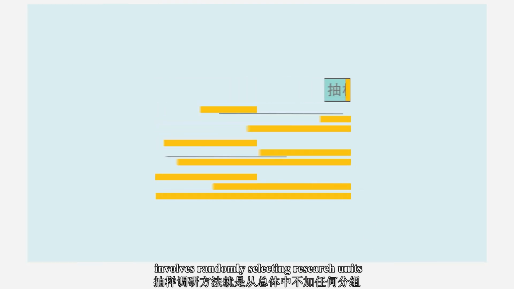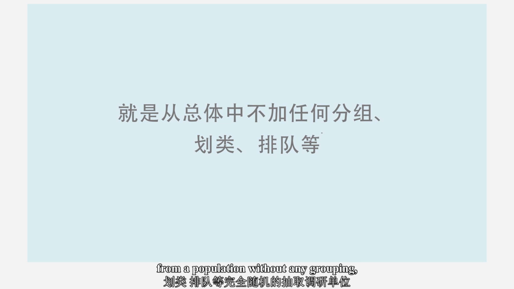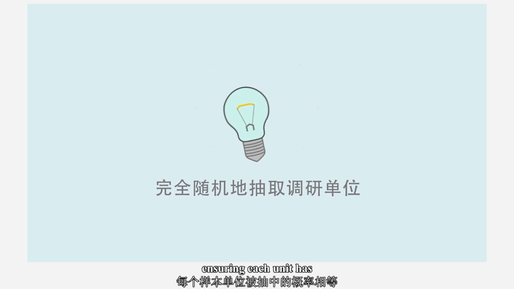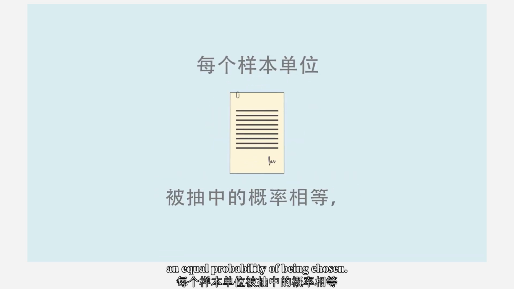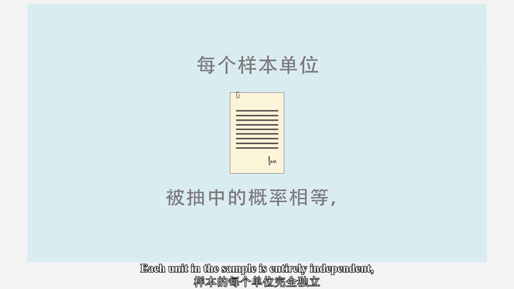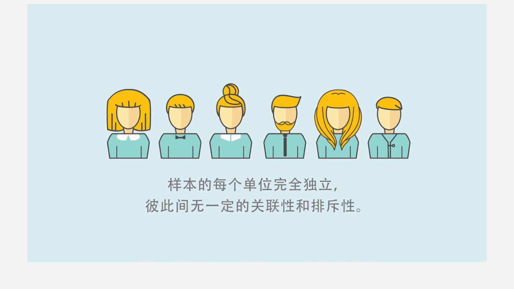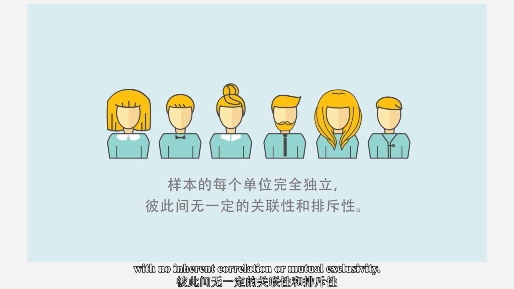The sampling survey method involves randomly selecting research units from a population without any grouping, classification, or ordering, ensuring each unit has an equal probability of being chosen. Each unit in the sample is entirely independent, with no inherent correlation or mutual exclusivity.